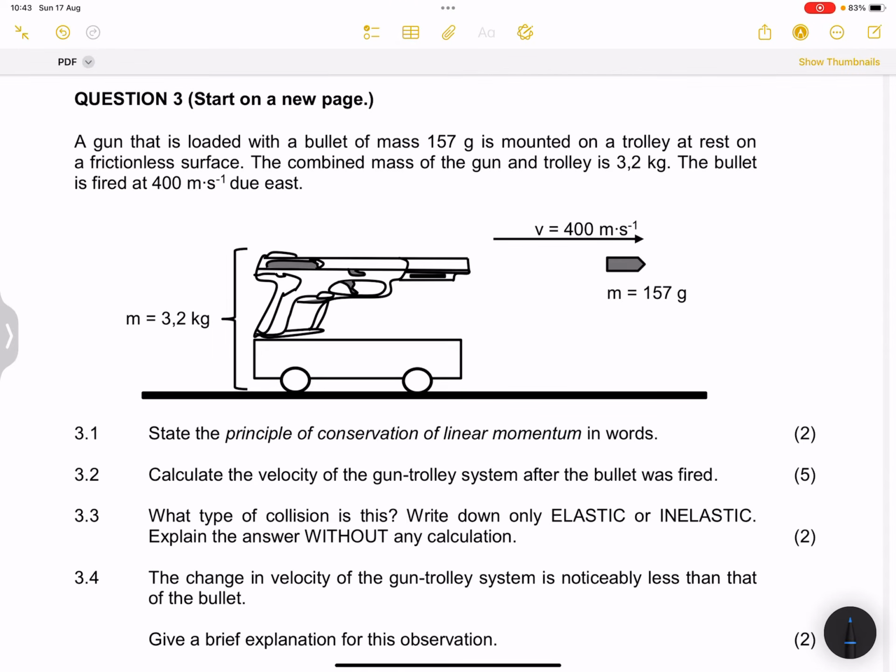All right, let's go right into the question. They say to us, a gun is loaded with a bullet of mass 157 grams. Already I'm seeing we might have to do a conversion there. That is mounted on a trolley at rest on a frictionless surface. The combined mass of the gun and trolley is 3.2 kilograms, and the bullet is fired at 400 meters per second due east. Right. So the first question is, state the principle of conservation of linear momentum in words.